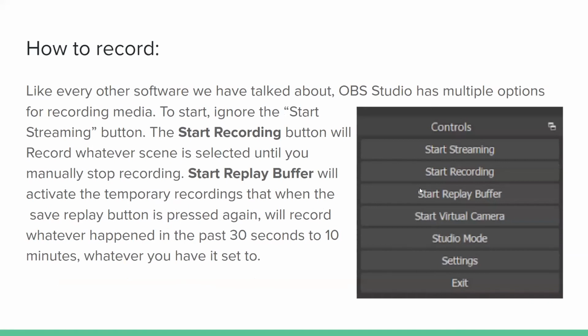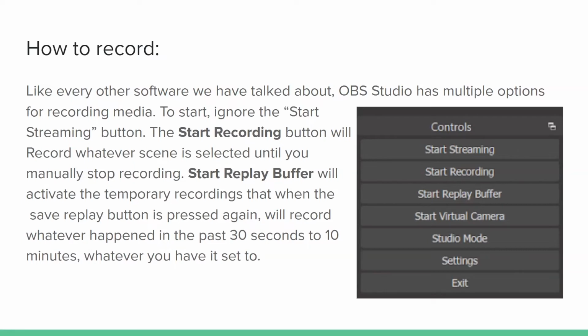So the how to record section is a little part on the right side of the bottom, and there are multiple different selections. We're going to ignore the start streaming one again because we're not going to be live broadcasting at all. But the start recording button is the third button, or I guess second button actually.